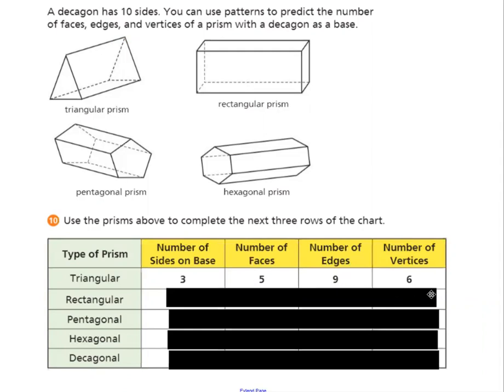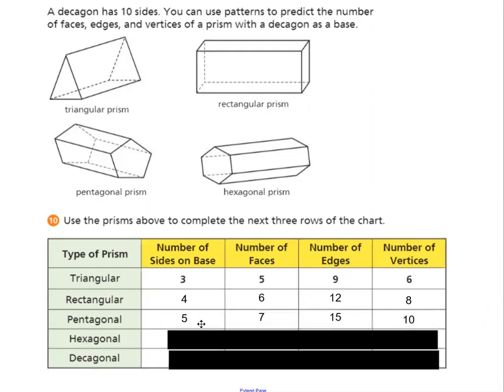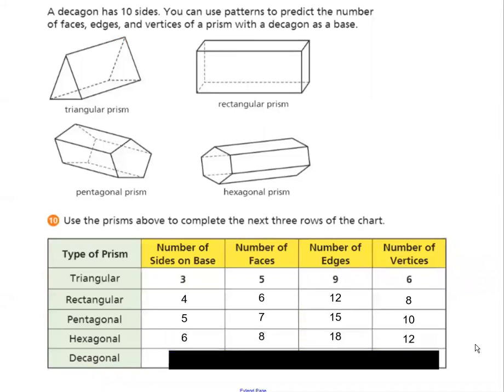Now, how does that compare with the rectangular prism? Well, we already did that. It's got 4 sides of the base, 6 faces, 12 edges, and 8 vertices. What about a pentagonal? Pentagon, remember that means 5 sides. It's got 5 sides of the base, 7 faces, the 2 bases plus 5 that go around, 15 edges, and 10 vertices. And hexagonal, if you count all those up, you get 6 sides of the base, hexagon, 8 faces, 18 edges, and 12 vertices. That's this one right here.